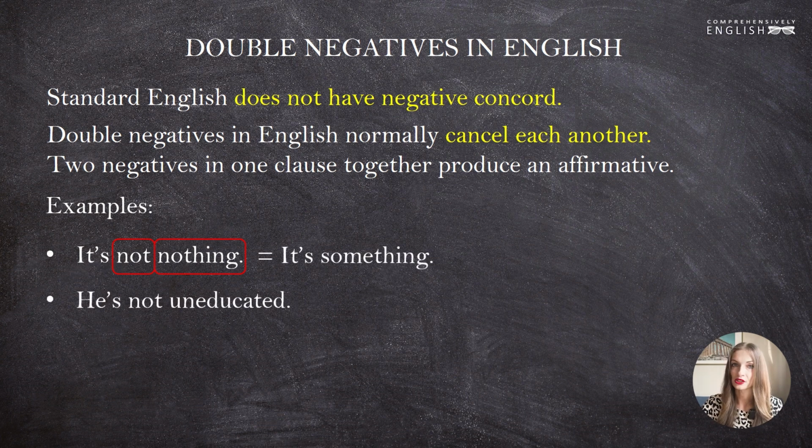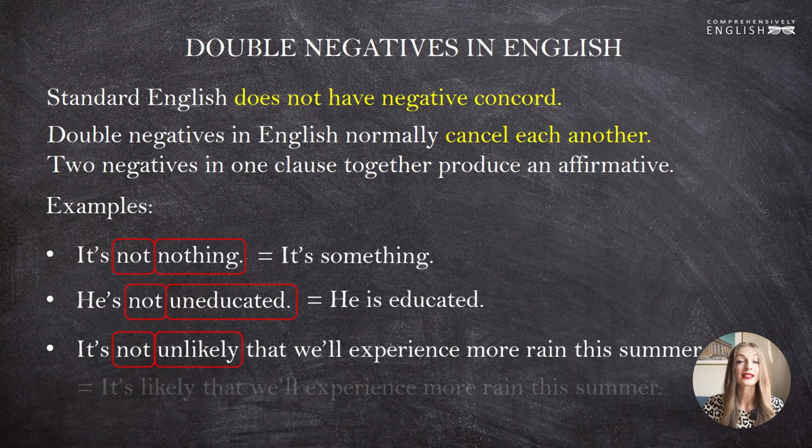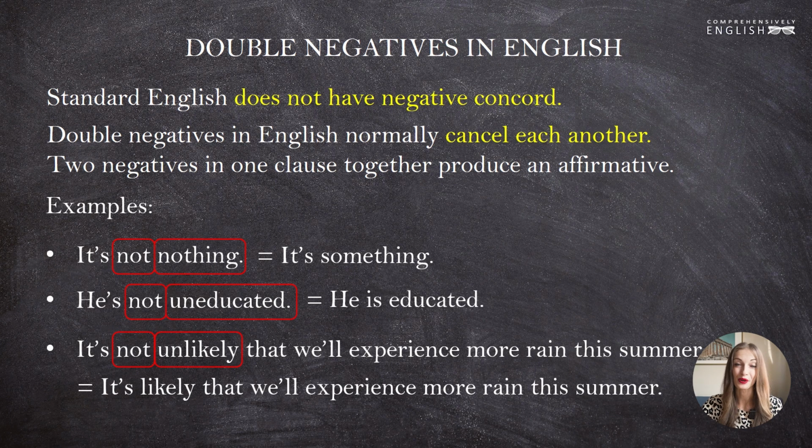He's not uneducated. The sentence means he is educated. Two negatives cancel each other. They do not reinforce each other like in those Italian examples. It's not unlikely that we'll experience more rain this summer. Actually, it's likely that we'll experience more rain this summer. Again, two negative components, not and the adjective unlikely, they cancel each other. They do not reinforce each other.